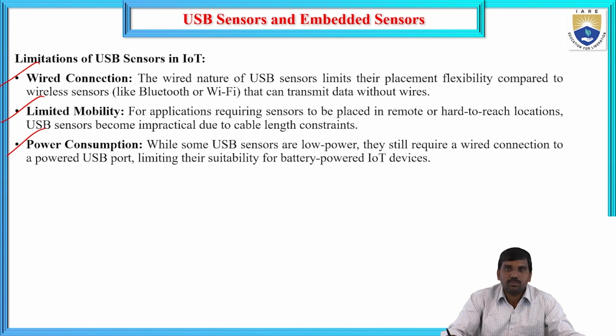And limited mobility: the mobility is also very limited. For applications requiring sensors to be placed in remote or hard to reach locations, USB sensors become impractical due to the cable length constraints. That is the second one. The power consumption: USB sensors are low power, but they still require a wired connection to a powered USB port, limiting their suitability for battery powered IoT devices. So these are the three limitations of USB sensors in IoT.